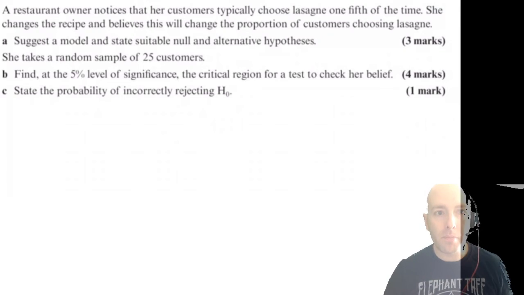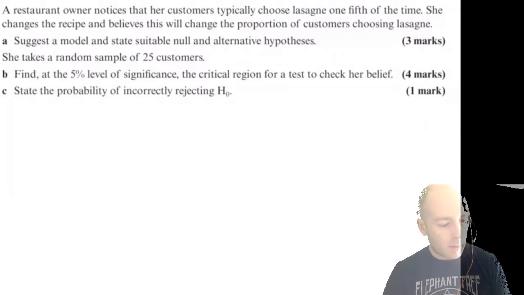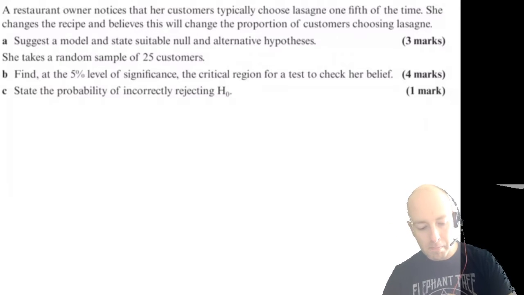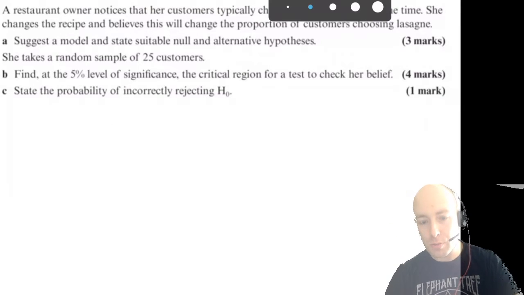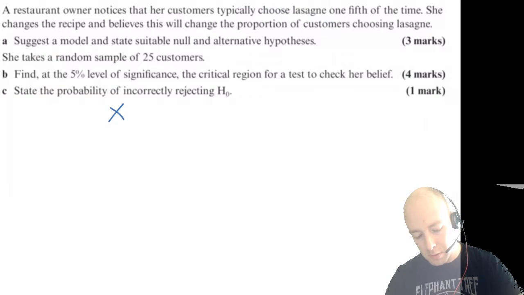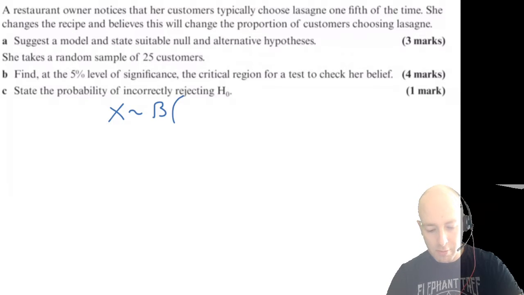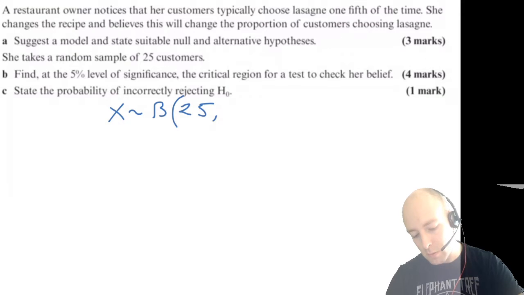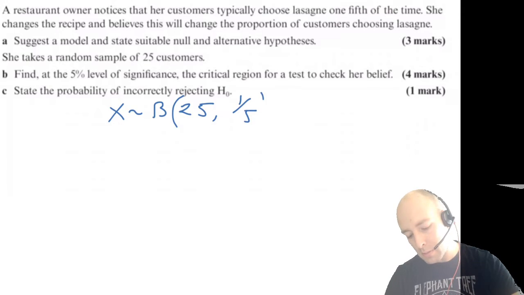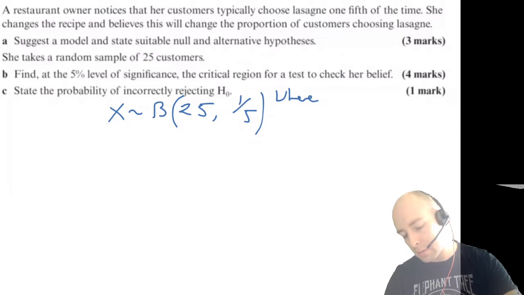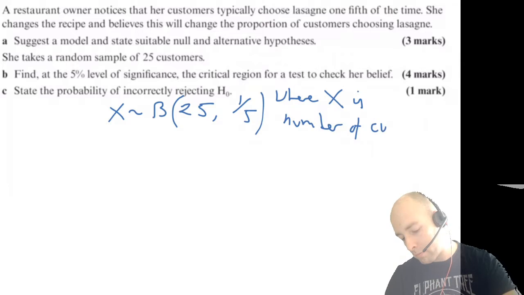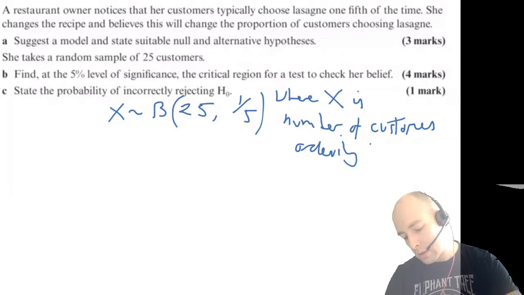So, restaurant owner notices, blah blah blah. So yeah, we've got a binomial. We'll start by stating the distribution, which is always a pretty good way to start. So we've got X is binomial. Number of trials: if you read on, there's going to be 25 trials later. The probability of success is 1/5. We say where X is the number of customers ordering lasagna.